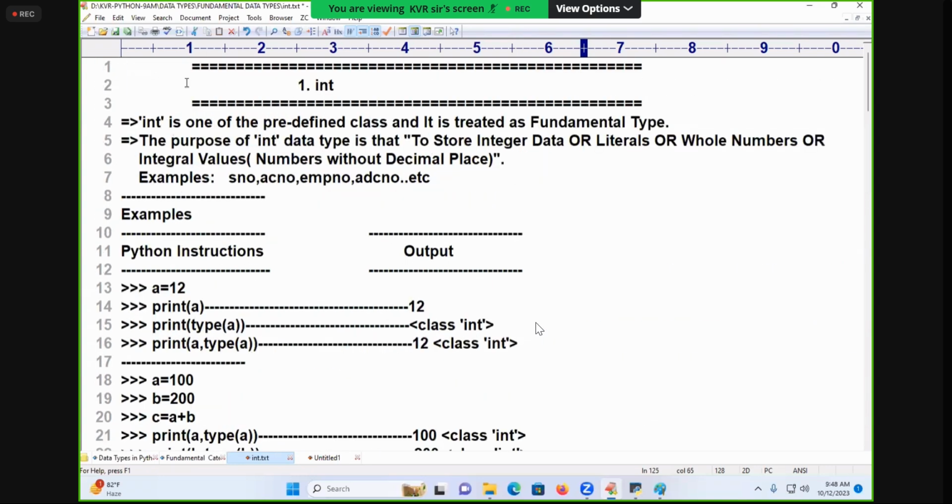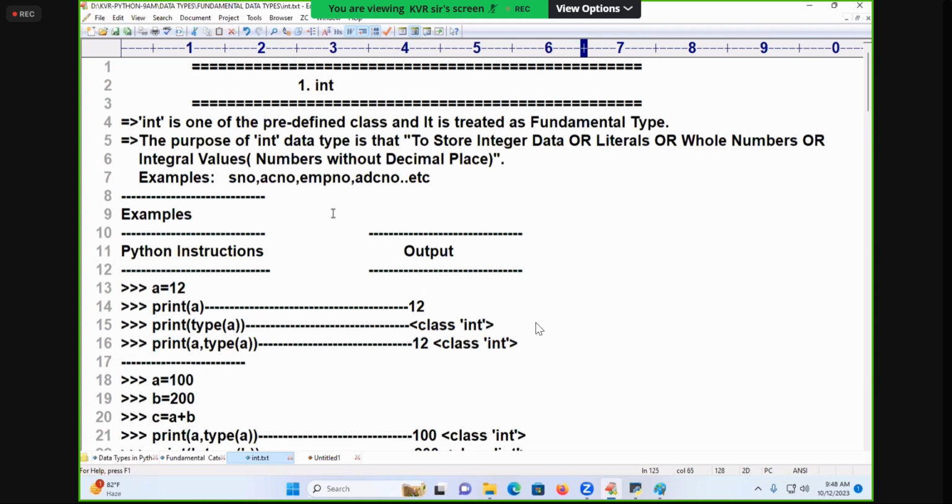Right. This is about the integer data type. I hope you understood int. In one line, what is int? If they ask you, what is your answer? Don't tell our old story, 1947. If you just say int is integer, that's out of order. Int is a predefined class treated as a fundamental data type. It is used to store integer data, whole numbers or integral values, that is, numbers without decimal values.